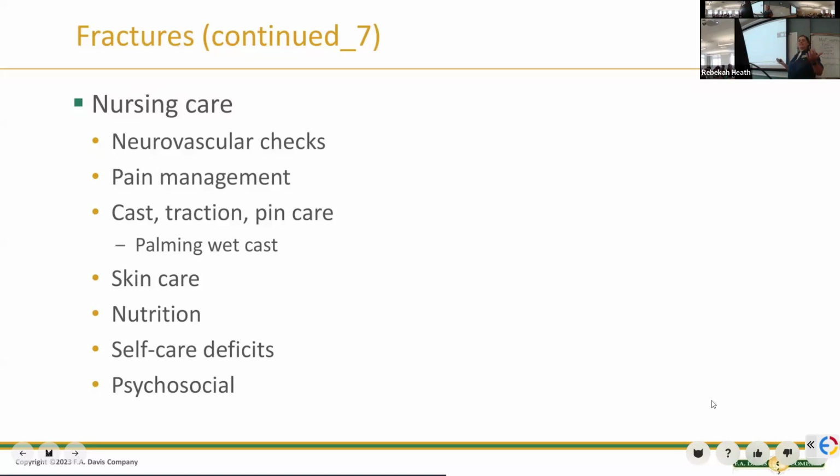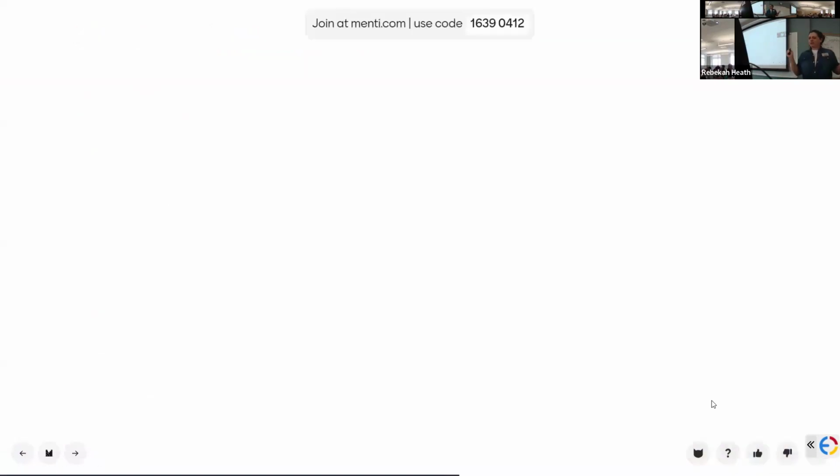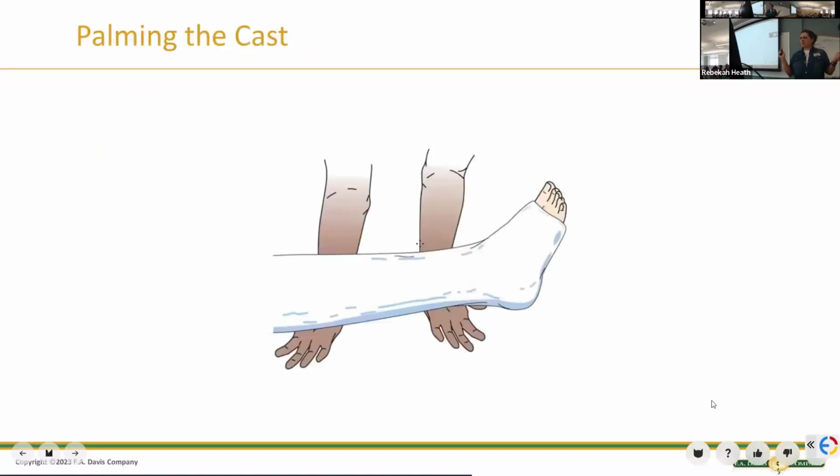taking care of a cast if they have it. One thing, I think it shows it here. This is palming a wet cast. When a cast is first put on, it's a little bit wet, it has to dry, and as it dries, it hardens. You don't want to grab a cast and have your finger indents in there, smooshing it a little bit. So you palm a wet cast. You just gently lift and move while it's still wet.